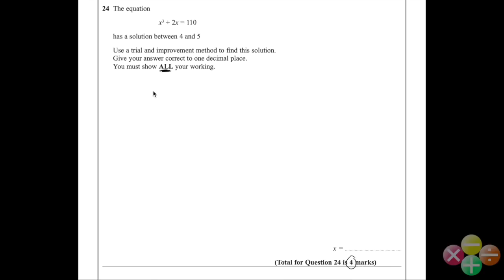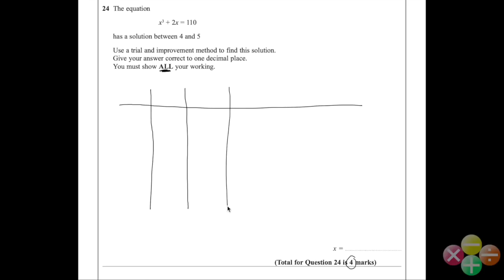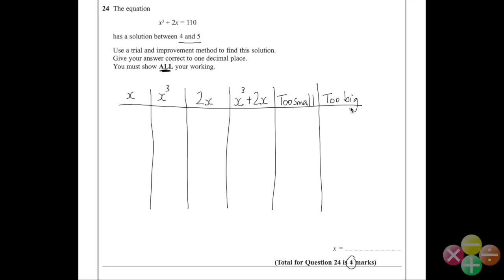So for this sort of question, trial and improvement, it's good if we draw a table. Now in the first column, we're going to have our value of x that we choose. We're told actually that it lies between 4 and 5, so that's a good starting point for us. Then we're going to cube our value of x. Then we're going to multiply our value of x by 2. We're going to add together those 2 columns. And then we're going to decide, is the value of x too small or too big?